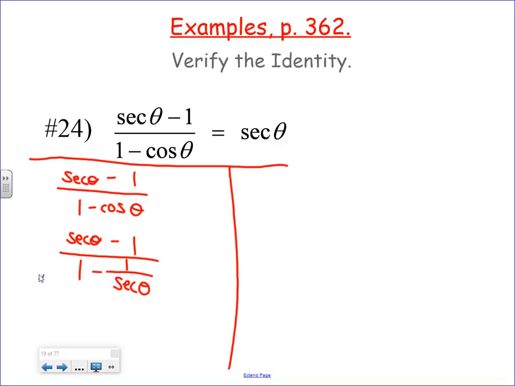I don't like having to rewrite it over and over again. I'm lazy. So I say, I just want to get rid of that little guy. He's in the way. How do we get rid of that little guy? Multiply top and bottom by all the little denominators in my way, which in this one is only the little baby secant.